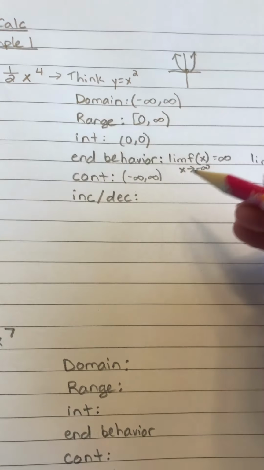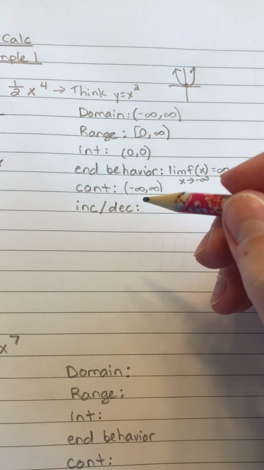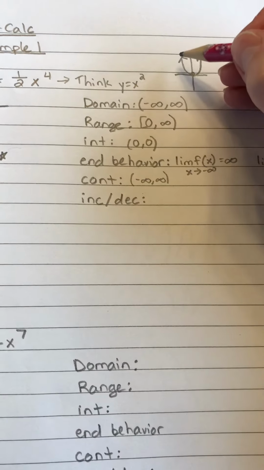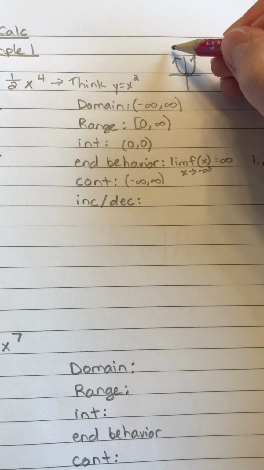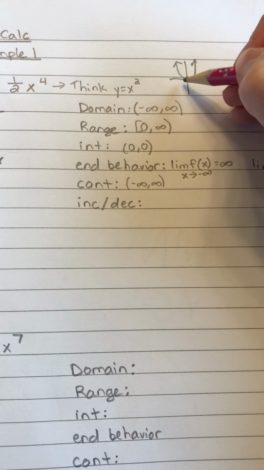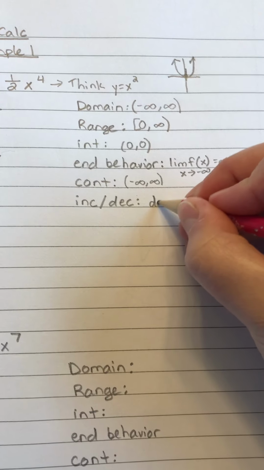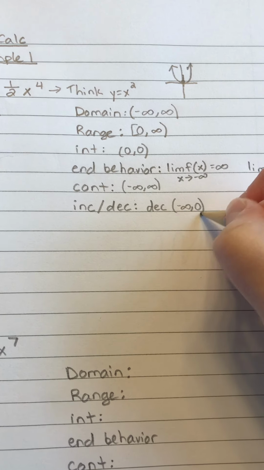And then I'm going to ask you for increasing and decreasing. Whenever we did this, we basically read the graph just like you read a book, from left to right. So as I travel from left to right, don't look at the arrows. If I follow this graph, this entire time it's decreasing and then it stops. So I would say that I am decreasing from -infinity to 0.